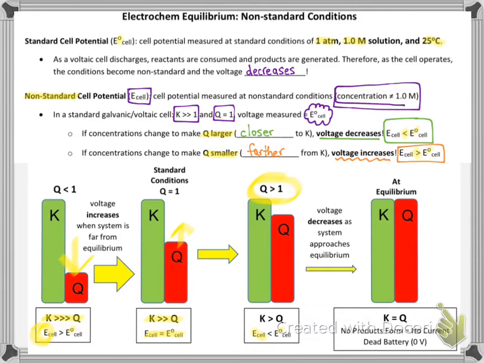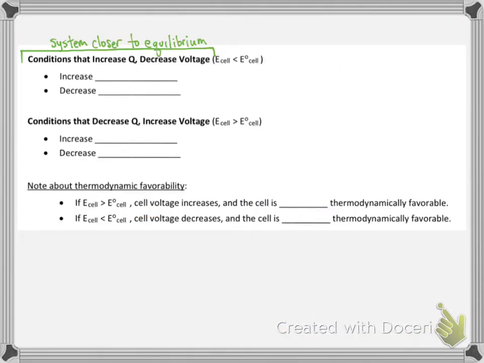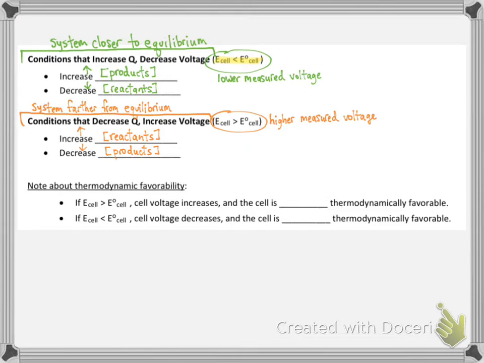So let's summarize the changes we could make to change Q. Anything you do to bring the system closer to equilibrium, which means either increasing the concentration of products or decreasing the concentration of reactants, is going to decrease your measured voltage. And of course, if you change things in a different way to decrease Q, you're moving the system further from equilibrium, which is going to lead to a higher measured voltage. To decrease Q, you can either increase the concentration of reactants or decrease the concentration of products.